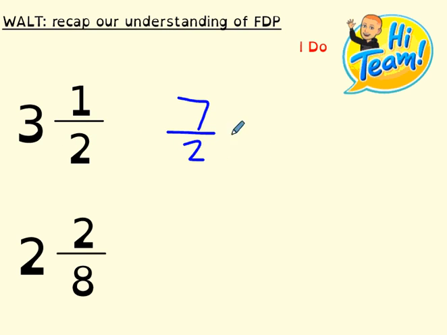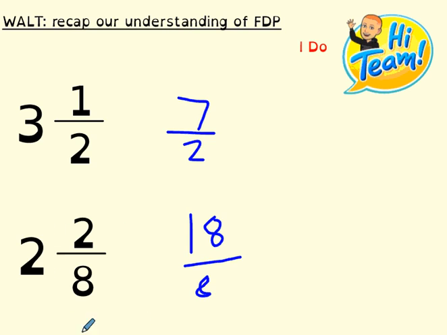Second example, 2 times 8 is 16. Add on my 2, which will give me 18. My denominator this time is 8, but it remains 8. So 18 eighths would be my improper fraction. 2 and 2 eighths would be the same fraction but as a mixed number. Have a go at these.